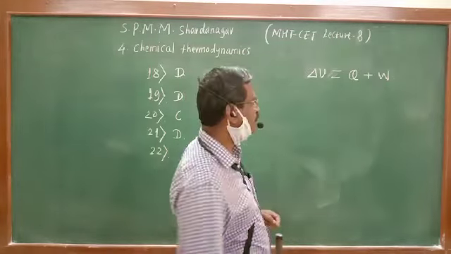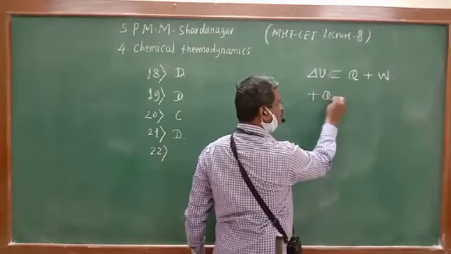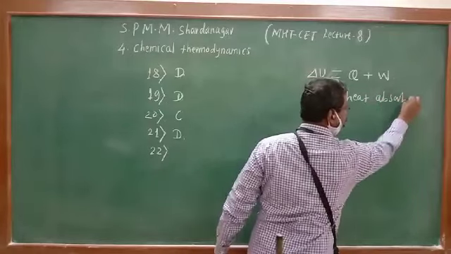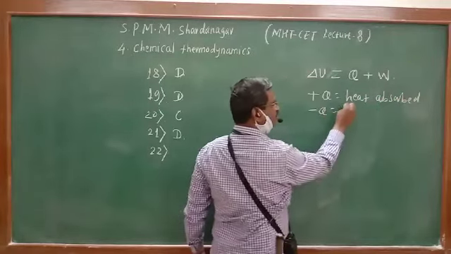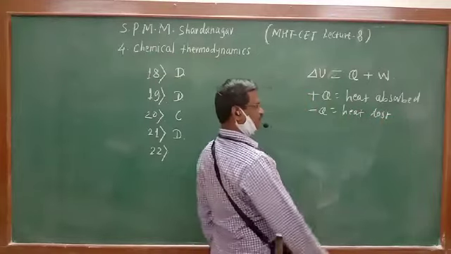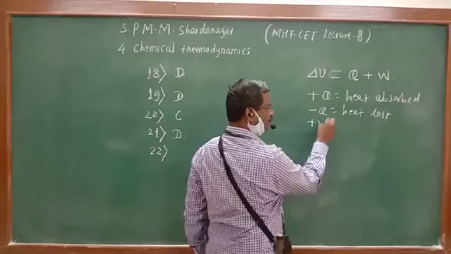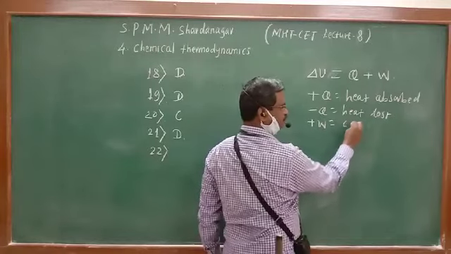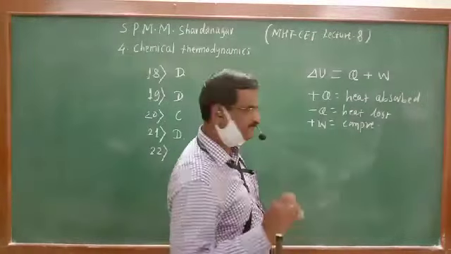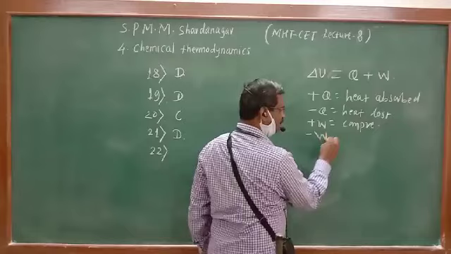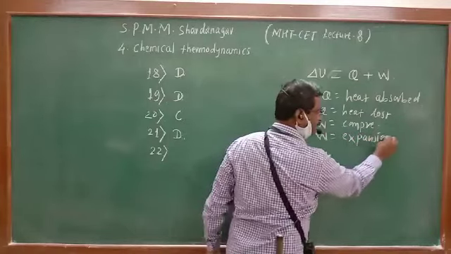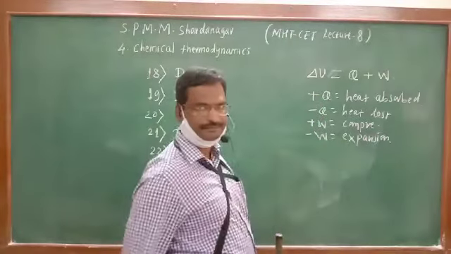Sign conventions are important. Here we know plus Q is the heat absorbed, minus Q, it is the heat lost or heat released, plus W, work of compression. It is the work of compression, that is work done by surrounding to system, and minus W, it is the work of expansion, that is work done by system to surrounding.